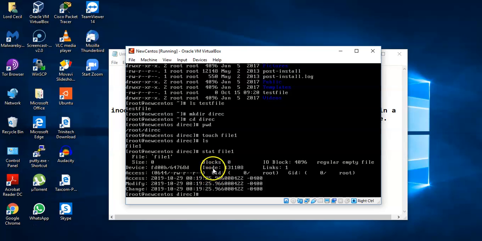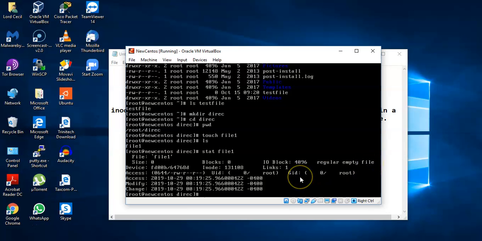Where is it written? Here it's written the inode number. That's the identification number for this file. So it's written the inode 131108. Now, if I go back and modify, we just wrote a regular empty file.